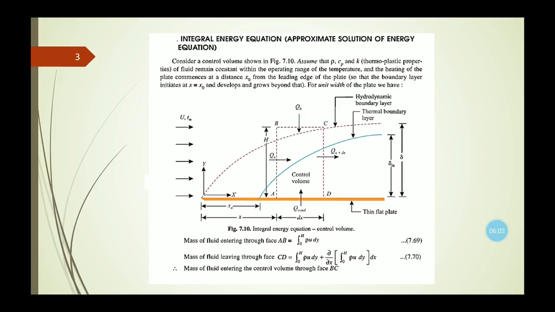Now the mass of the fluid entering through the face AB, which is the left face of the considered control volume ABCD, is equal to integration 0 to h rho u dy.